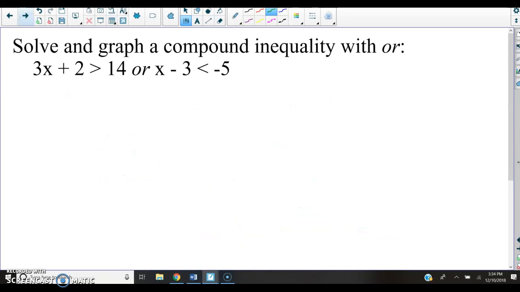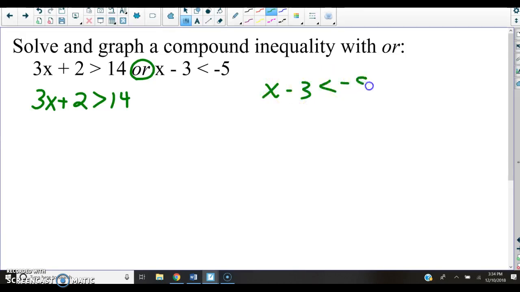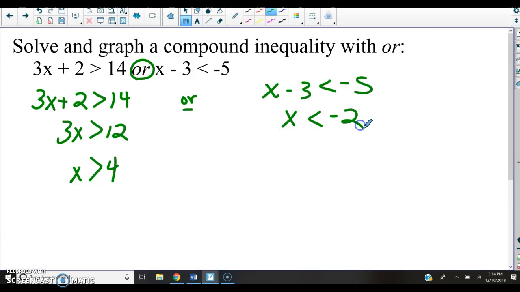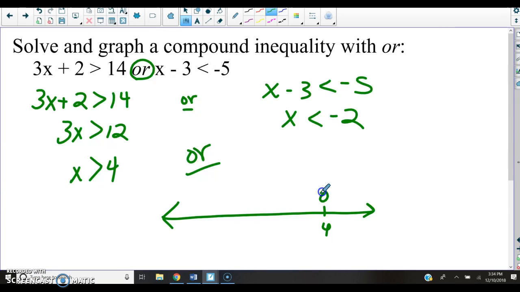Okay. When you solve a compound inequality with or, you split it into the two parts. You would solve the 3x plus 2 is greater than 14, and you would solve the x minus 3 is less than negative 5 separately. So here we would subtract the 2 from both sides and divide by 3. Here we would add 3 to both sides, and there's no dividing to do. So on this one, x is greater than 4 or less than negative 2.